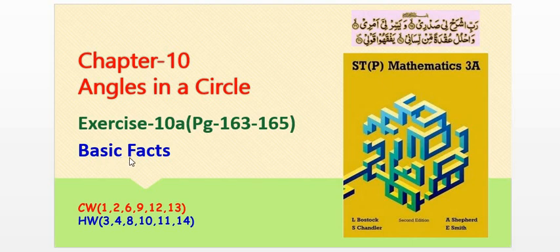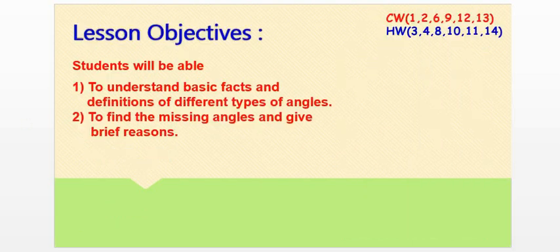Exercise 10A, it's all about the basic facts of the angles. So what are your main objectives? Your main objectives are to understand the basic facts and definitions of different types of angles, and then to find the missing angle, and with that you have to give the reason for how you found that angle. So first of all, let's discuss some of the definitions.